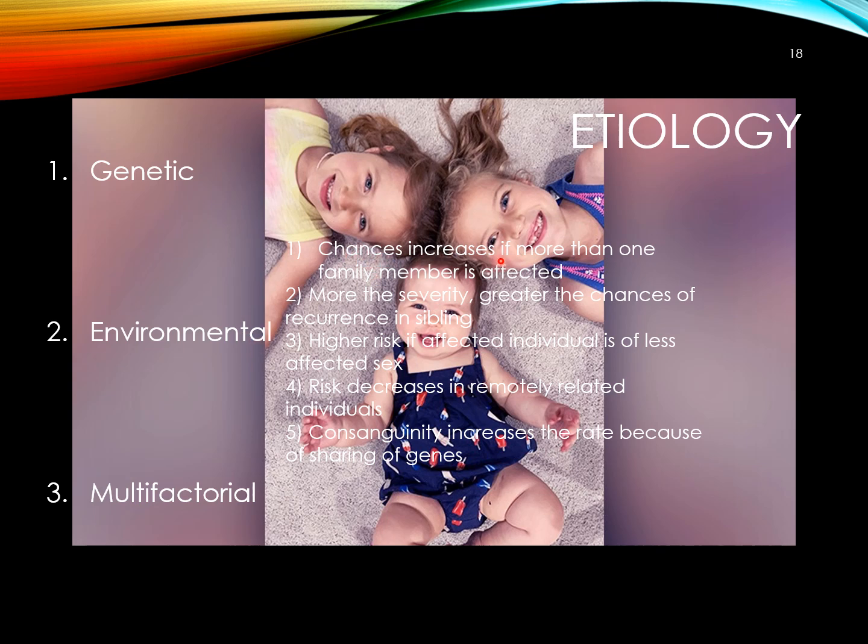Chances increase if more than one family member is affected. The more the severity, the greater the chances of recurrence in siblings. The risk is higher if the affected individual is of the less affected sex. Risk decreases in remotely related individuals. Consanguinity increases the rate because of sharing of genes.